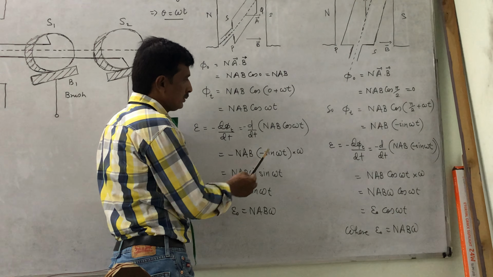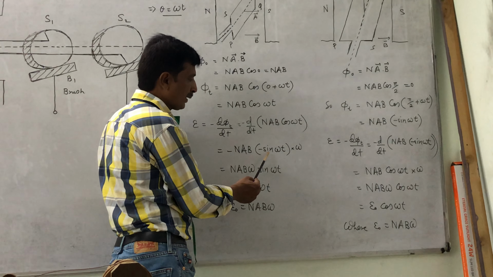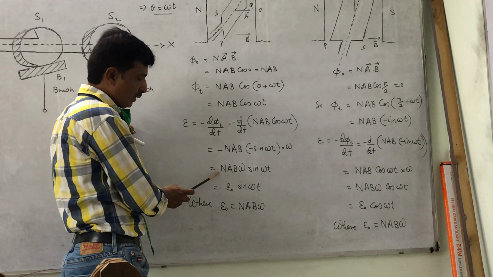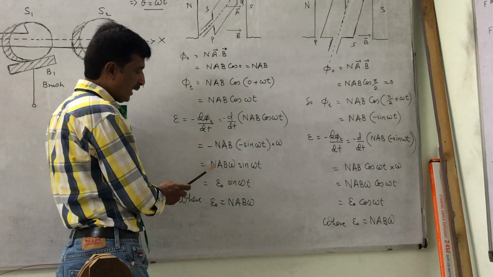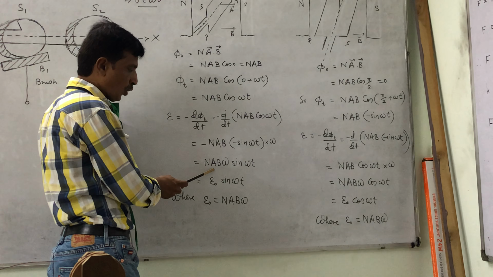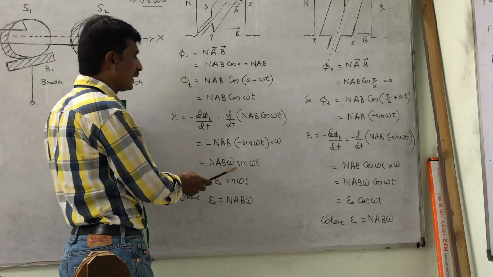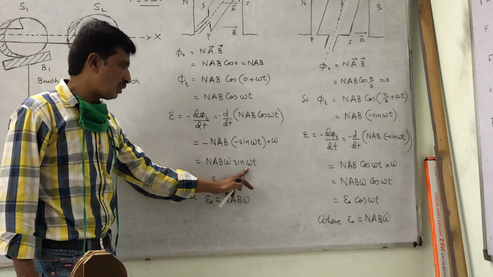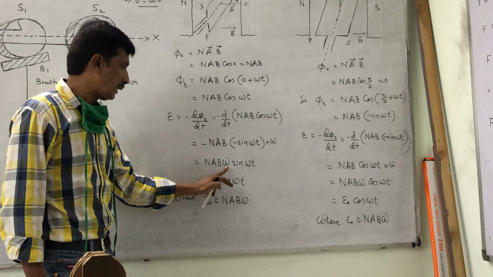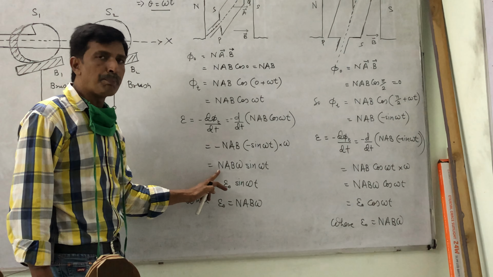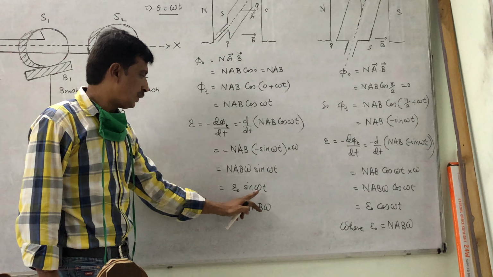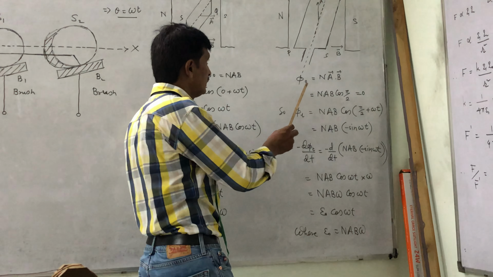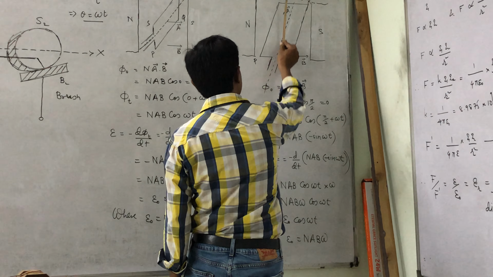So minus NAB, and the derivative of cos omega t is minus sin omega t into omega. So minus minus plus, and we have NAB omega sin omega t. N is the number of turns, A is the area of the coil, B is the magnetic field, omega is the angular speed. But we know that the range of the sine function is the closed interval minus 1 to 1. So replacing NAB omega by E naught, which is the maximum EMF, E equals E naught sin omega t, where E naught is NAB omega.